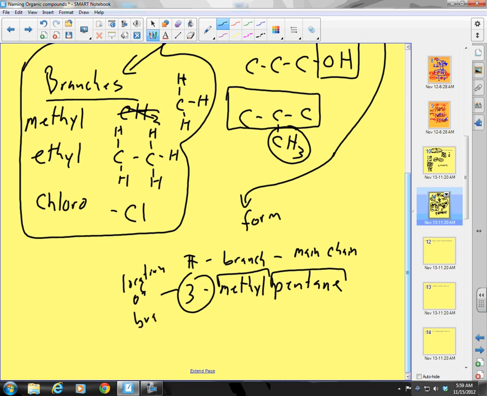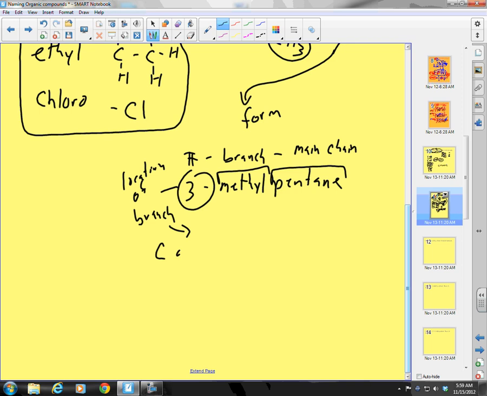And what do I mean location? That means the carbon on which the branch exists. And so how do we go about doing this? First thing we do is we write our pentane. 1, 2, 3, 4, 5.